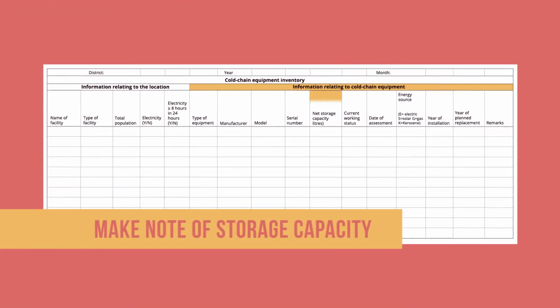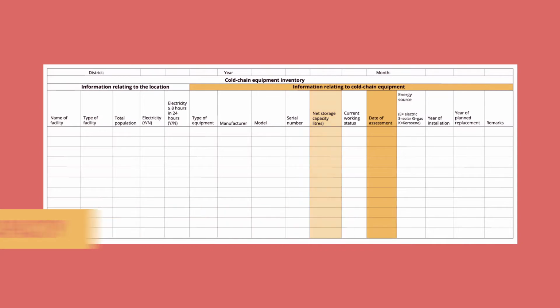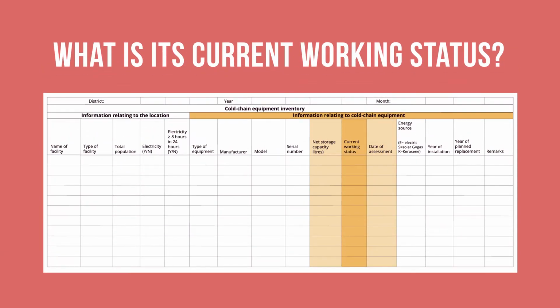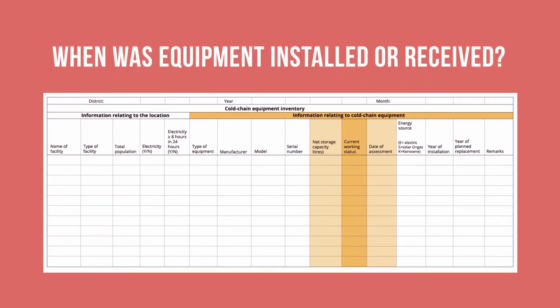Make note of the net storage capacity so you will have an accurate idea of how many vaccines can be stored in the space. When did technicians last check the equipment? What is its current working status, good or bad? If you know when the equipment was installed or received, note that here. This helps decision makers anticipate when the equipment may need replacement.